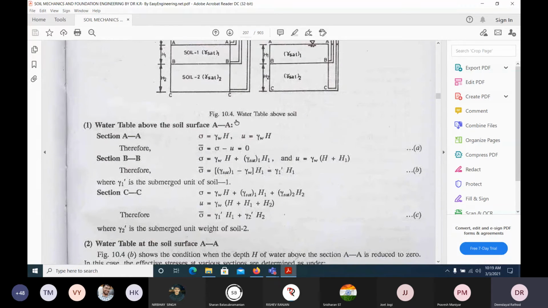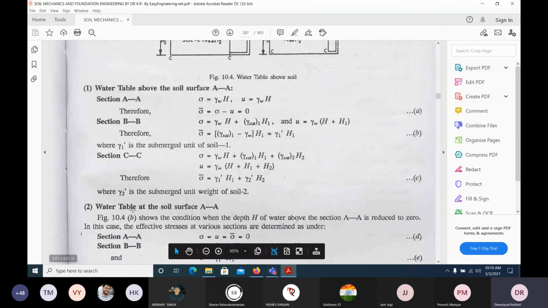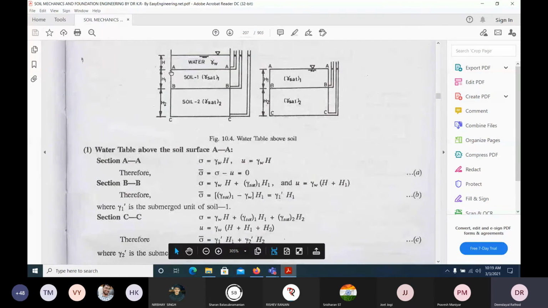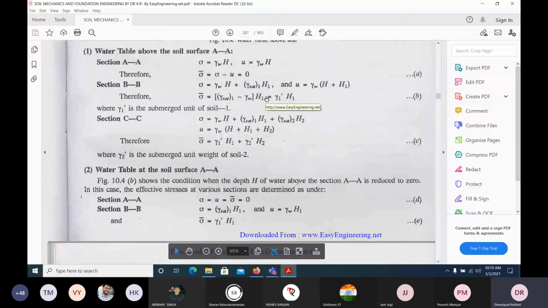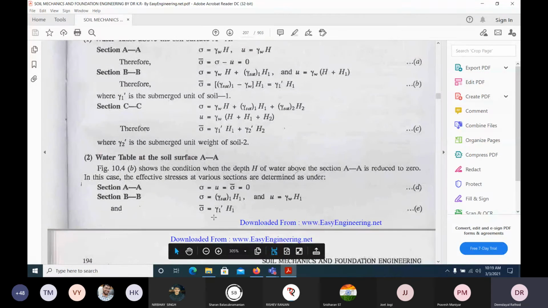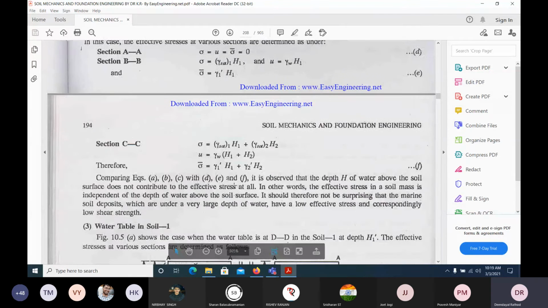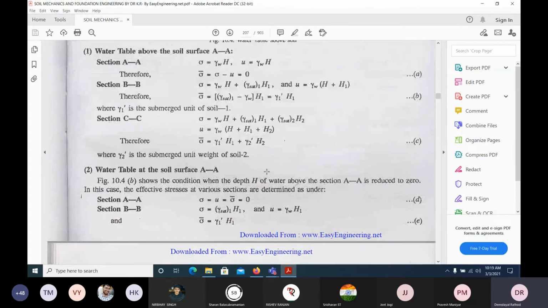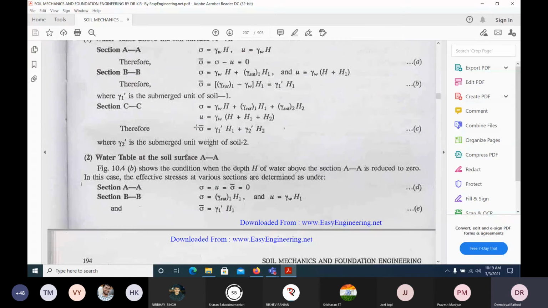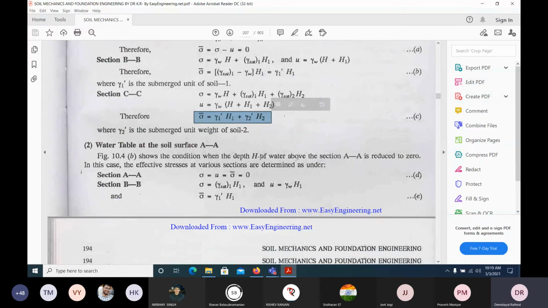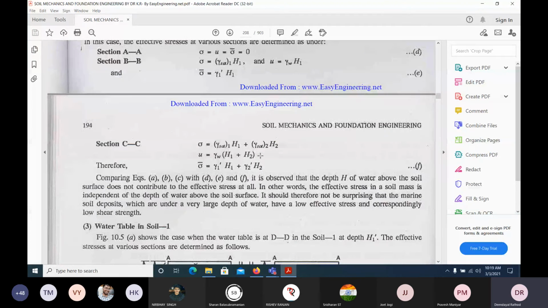Understand? If the water table is at the surface AA, suppose here the water table is there, then what will happen? Everything is the same. If you compare this one, it would be the same. So water table above the soil will not play any role in the effective stress. This is the proof. You can just check it.